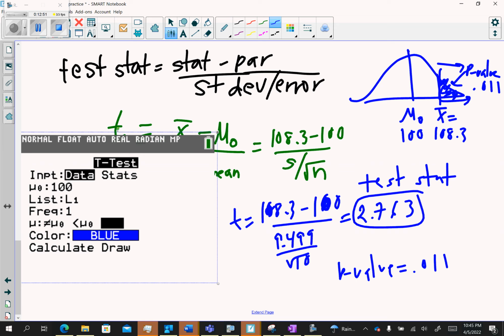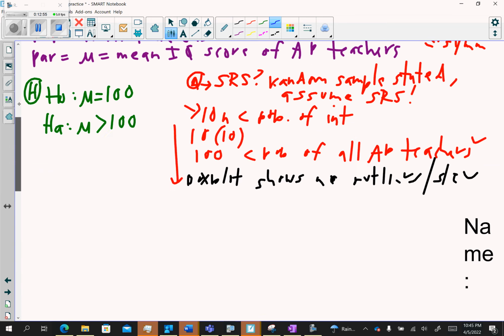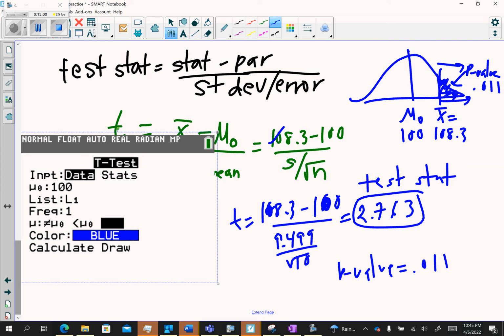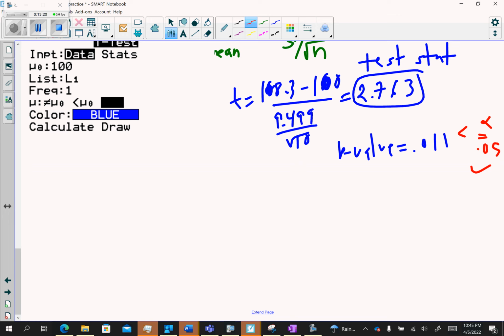Okay, so our last step is going to be to make a decision and either reject or fail to reject the null hypothesis. So notice we go back to our alpha level, and I just went back and scrolled, and it was the 0.05 level. So is 0.011 less than alpha equals 0.05? You should say yes, because 0.011 is less than 0.05. I will reject the null hypothesis, and thus I can conclude in favor of the alternative hypothesis.